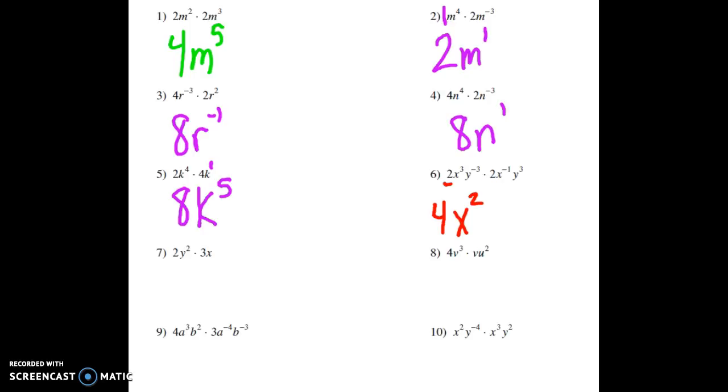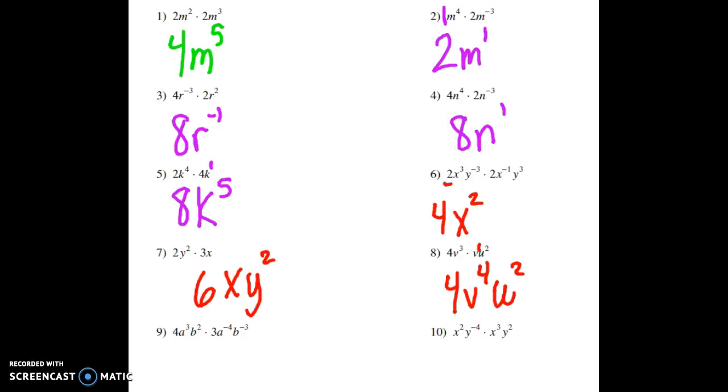Number 7. 2 times 3 is 6. Now we can only combine like variables, so there's nothing like, so we're just going to rewrite everything. 4 times 1 is 4. Let's do the v's. V cubed times v is v to the 4th. U squared comes along for the ride.